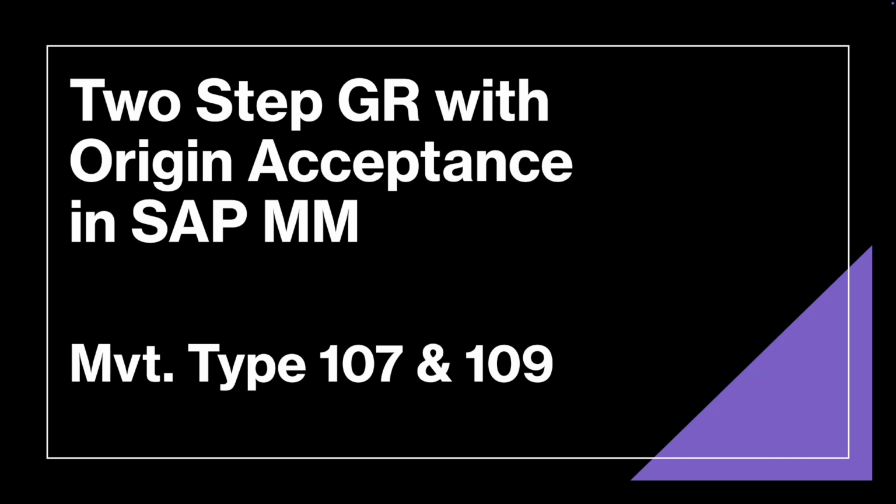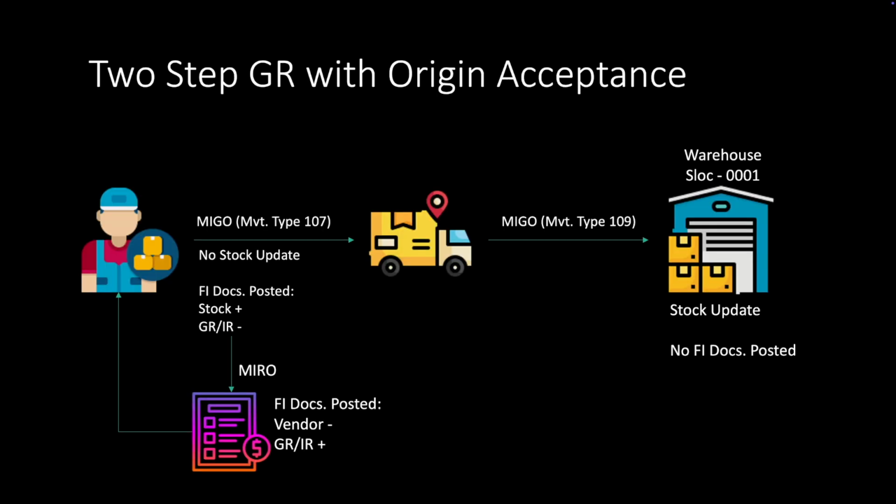And this type of process we do when our material is subject to inspection. If the inspection activity is to be done on the material before posting any FI documents or updating the stock, then we use the 103 and 105 document types. Now, if you haven't seen that video, then I have given the link in the description. You can check there.